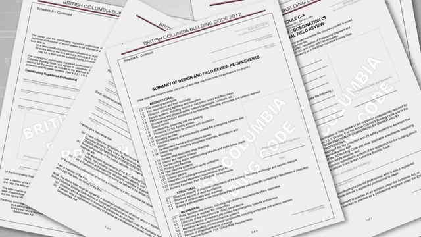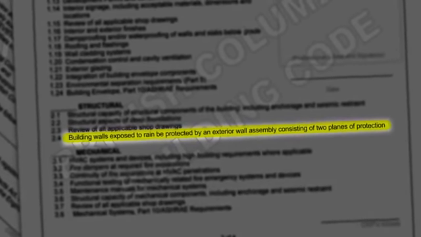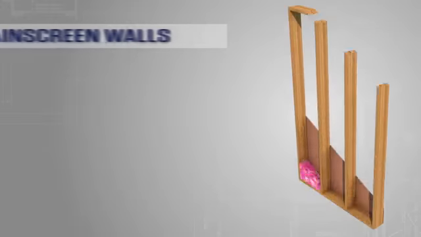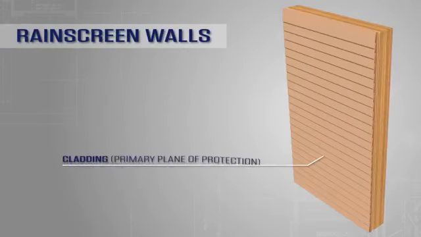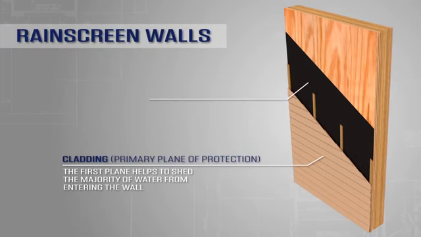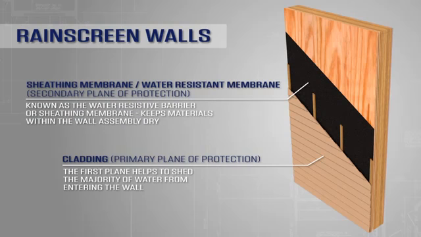The British Columbia Building Code includes moisture protection requirements for housing and small buildings. The code requires that building walls exposed to rain be protected by an exterior wall assembly consisting of two planes of protection. The first plane helps to shed the majority of water from entering the wall. The second plane of protection, known as the water-resistive barrier or sheathing membrane, keeps materials within the wall assembly dry.